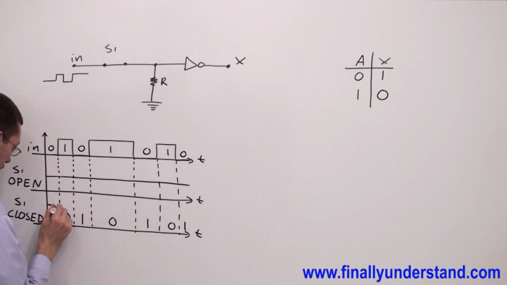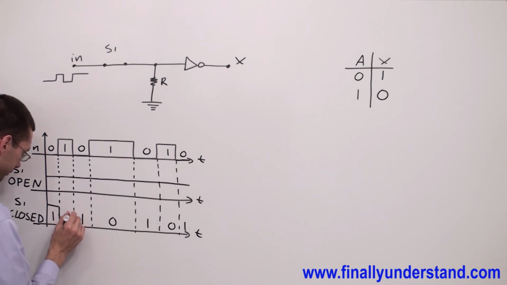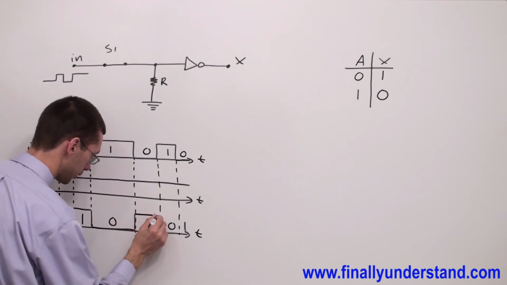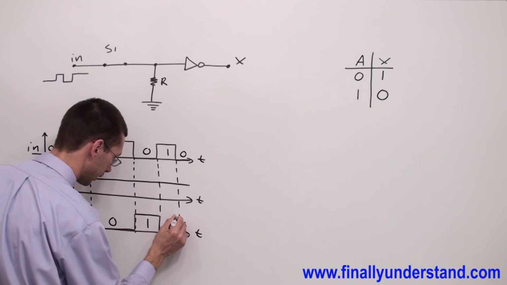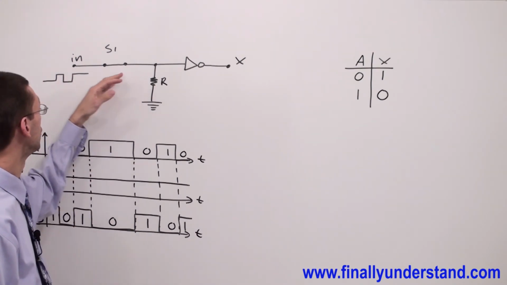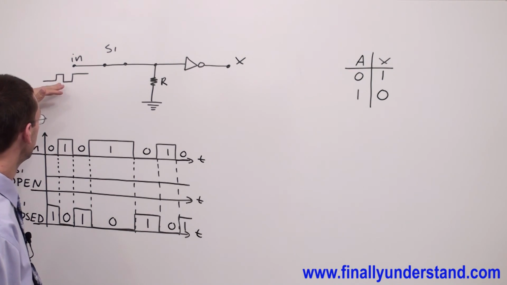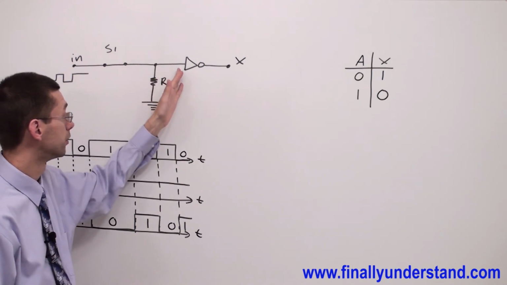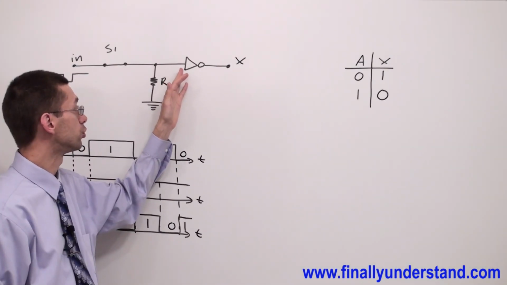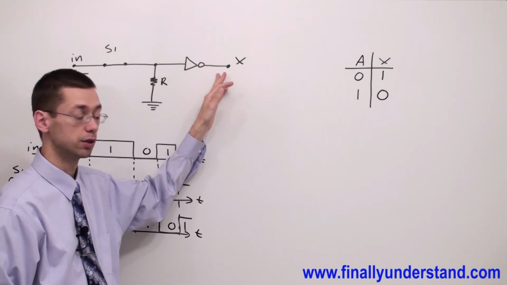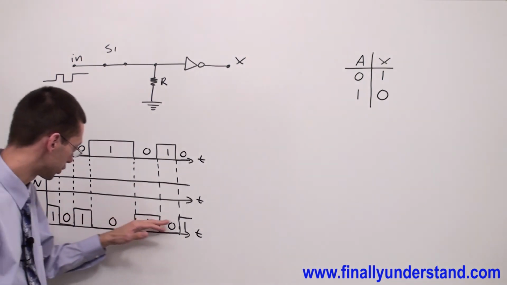Now I can draw the waveform. I have high, low, high, low, and high. Keep in mind that anytime the switch is closed, you are going to send the waveform, or we can say the signal, to the input of the inverter. The inverter is going to simply give me the complement of the input at its output. That's why this is the answer to my problem.